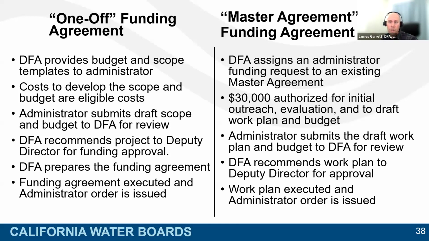Once drafted, the administrator will then submit that work plan to DFA for review. A review is conducted of the draft with Division of Drinking Water and Office of Public Participation, and we will work through any comments on the submittal. Once finalized, we will then recommend the work plan for approval by DFA's deputy director. And after approval, that work plan then gets executed and the administrator order is issued and the administrator starts implementing their duties for the system.